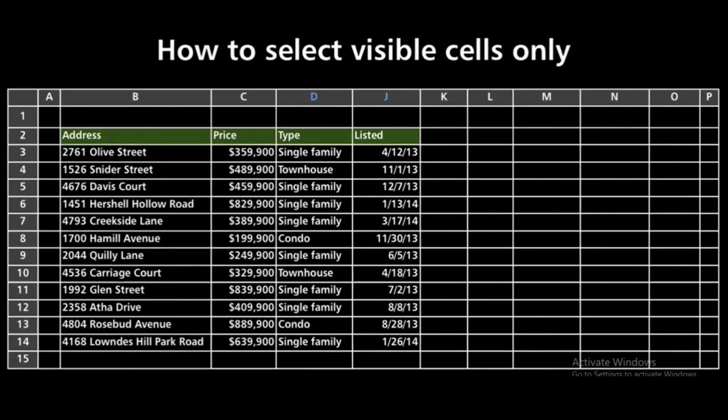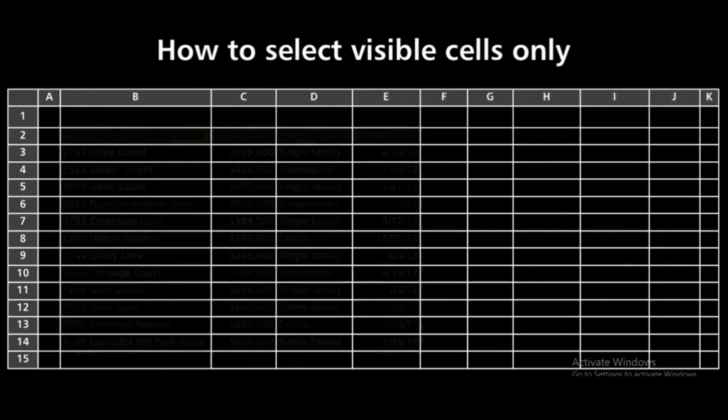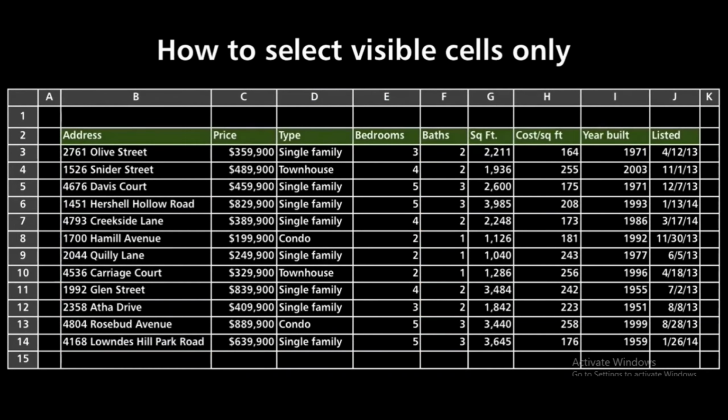Hidden cells are also selected. This means that any data in hidden rows or columns is included when you copy a selection. Chances are, that's not what you want. In this video, we'll show you how to work with visible cells only.